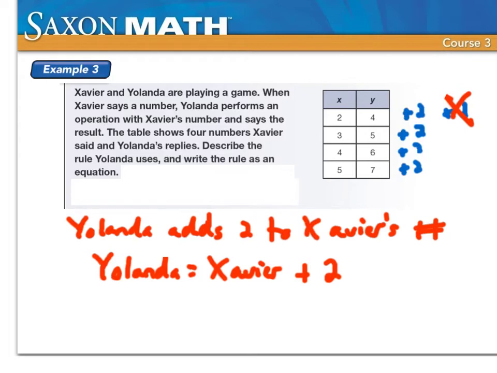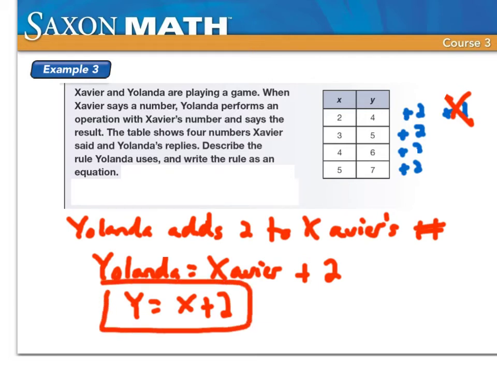Alright? So to write the rule for this, we need to use this in terms of our variables they gave us. So y is Yolanda's number, okay, because that's our output. So instead of Yolanda's name, I'm going to put y. I'm going to put equal. Instead of Xavier's number, because he's our input, they gave us x for that, so we're going to put x. And then we're going to keep plus 2. So Yolanda's number equals Xavier's number plus 2. And this is our rule as an equation, okay, with 2 variables, an input and an output.